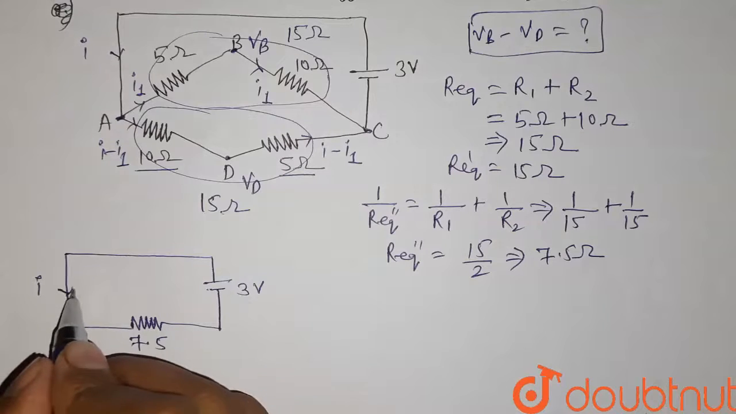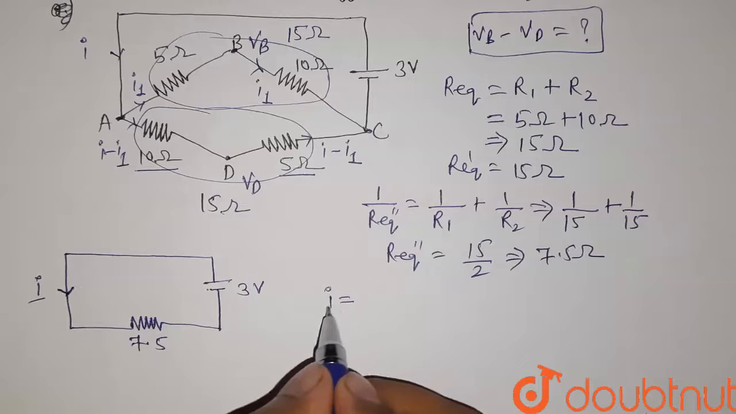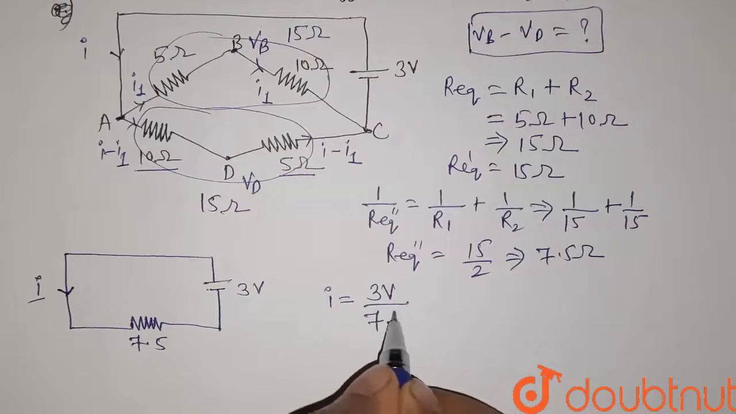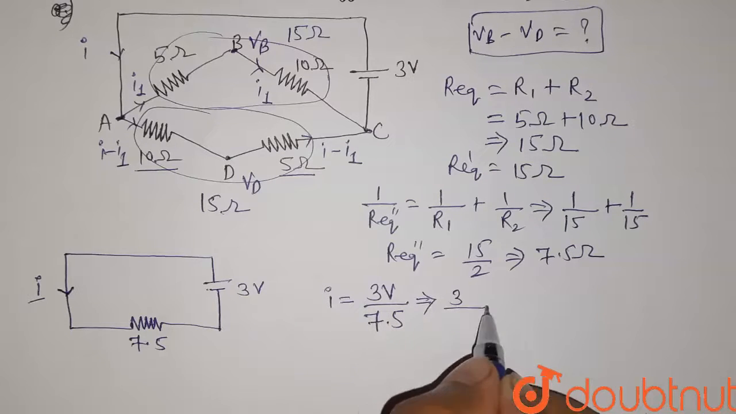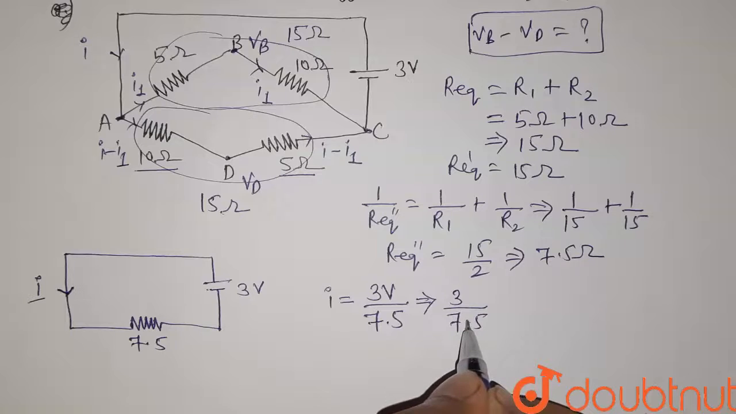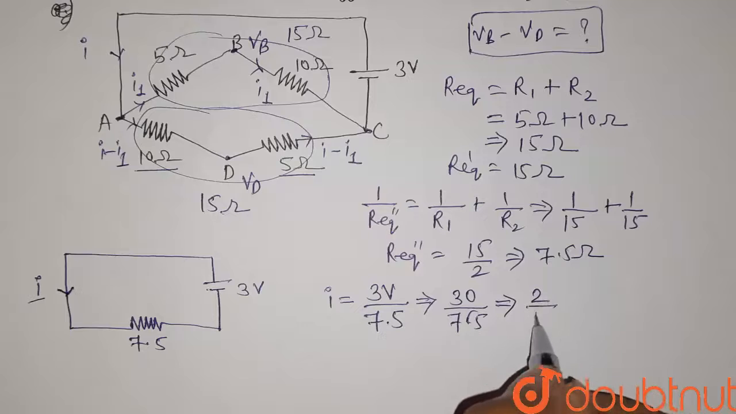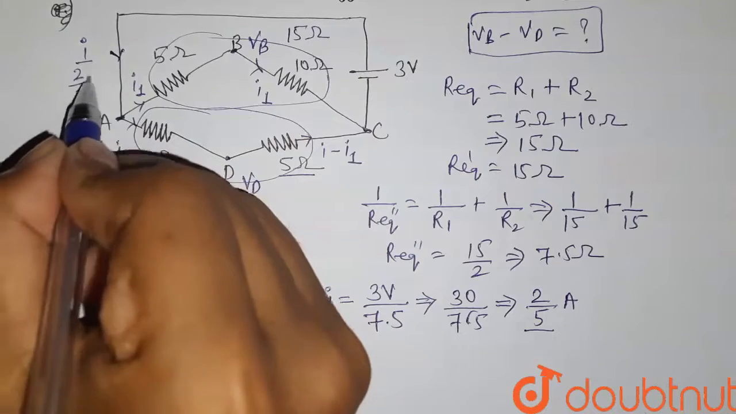Now we can find the value of current in this circuit by using Ohm's law. Ohm's law says that current is equal to potential difference divided by resistance. So it is 3 divided by 7.5. This will be equal to 2 upon 5 ampere. So the current flowing in this circuit is equal to 2 divided by 5 ampere. That is, the value of I here is 2 by 5 ampere.